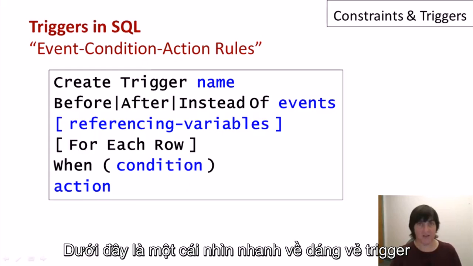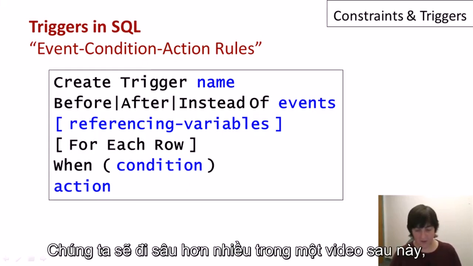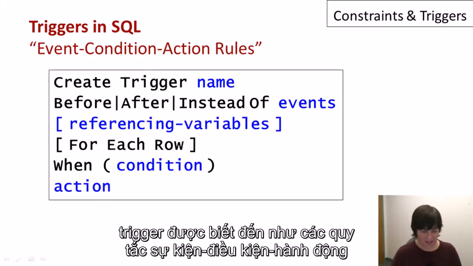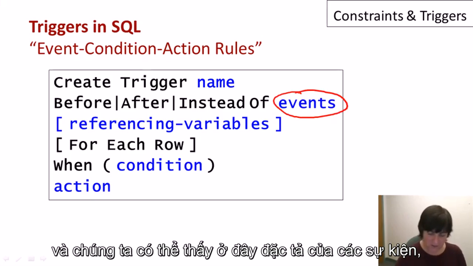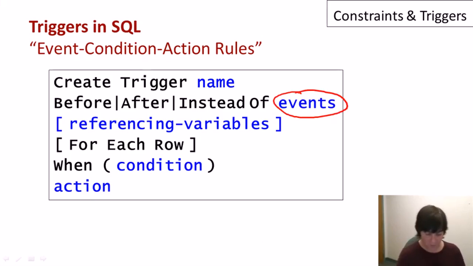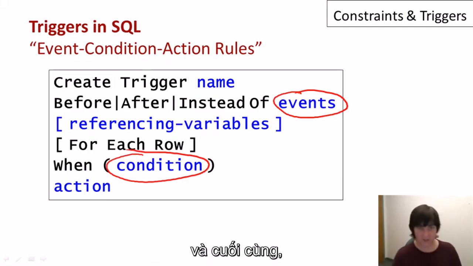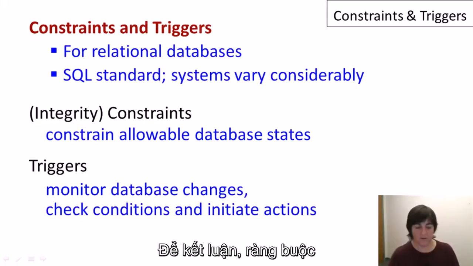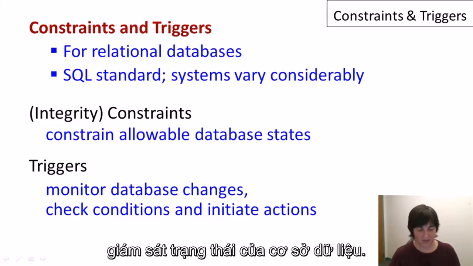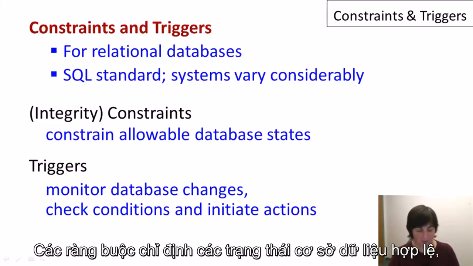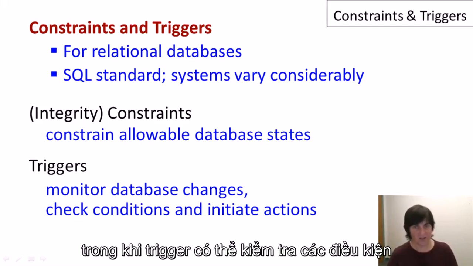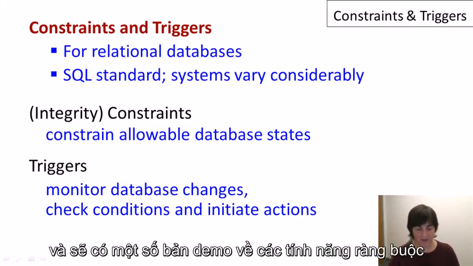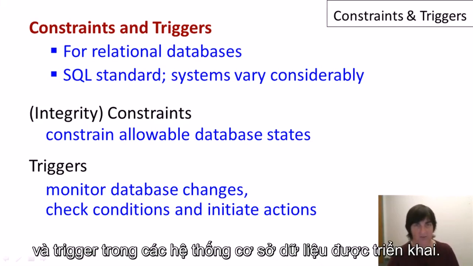Here's a quick preview of what triggers look like in SQL. We'll go into much more detail in a later video, as well as have demonstrations of triggers in a running system. Again, triggers are known as event condition action rules, and we can see here the specification of event, which are modifications to the database. We can see here the condition, that's written in a SQL-like language, and finally, if the condition is true, the action is executed. To conclude, constraints and triggers are about monitoring the state of the database. Constraints specify allowable database states, while triggers can check conditions and automatically initiate actions. In later videos, we'll go into substantially more detail, and we'll have some demonstrations of constraint and trigger features in deployed database systems.